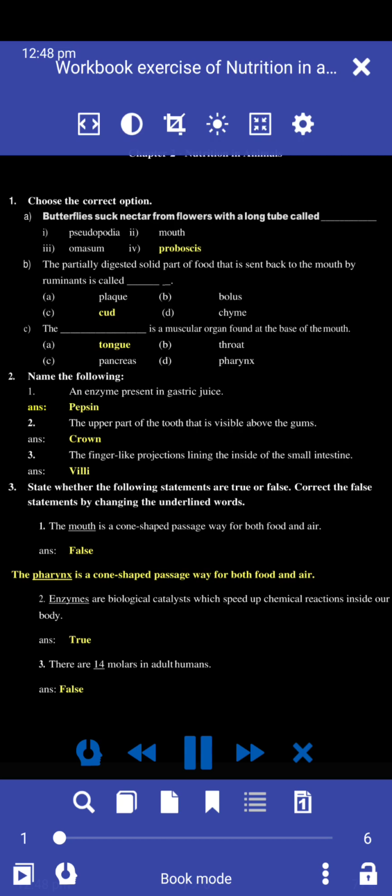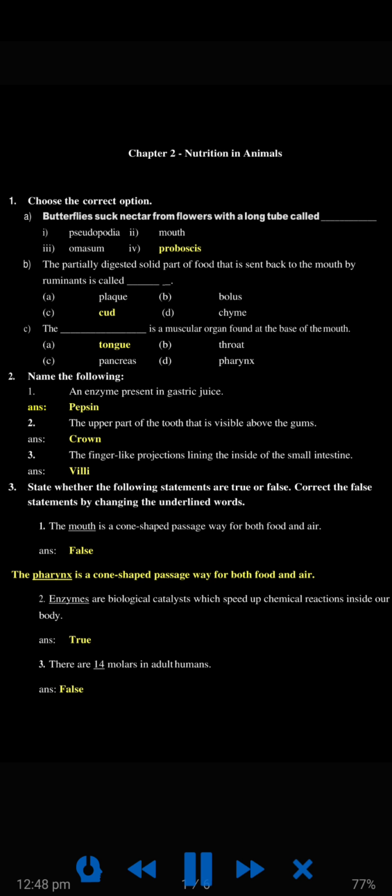Choose the correct option. A. Butterflies suck nectar from flowers with a long tube called blank. A. Pseudopodia, B. Mouthparts, C. Proboscis. B. The partially digested solid part of food that is sent back to the mouth by ruminants is called blank. A. Plaque, B. Bolus, C. Cud, D. Chyme. C. The blank is a muscular organ found at the base of the mouth. A. Tongue, B. Throat, C. Pancreas, D. Pharynx.